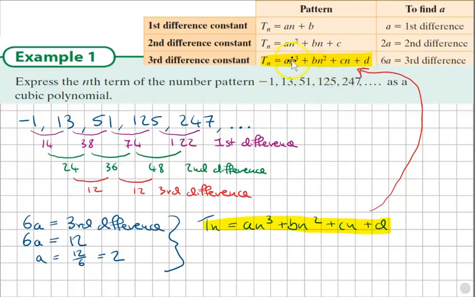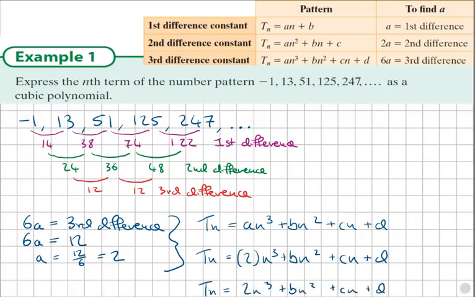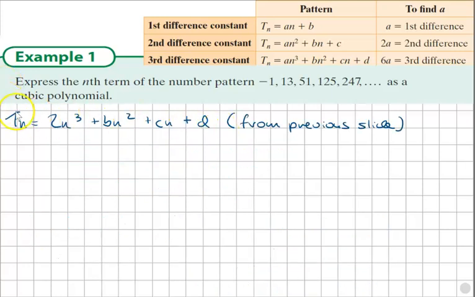So we're going to use this nth term: tn equals an cubed plus bn squared plus cn plus d. And we're going to replace the a with 2. So tn is equal to 2n cubed plus bn squared plus cn plus d. I'm just writing that out again from the previous slide.